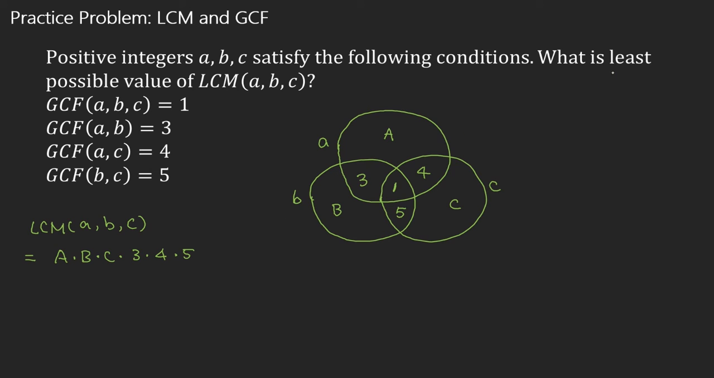Now the problem is asking what is the least possible value of LCM. So we want to make this as small as possible. That means A, B, and C must all equal 1, so that it's the smallest number possible. And this leaves us with LCM equal to 3 times 4 times 5, and that equals 60, which is our answer.